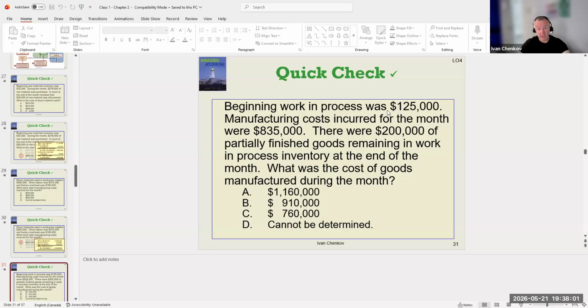Now we have beginning balance, which is 125. And at the end of the period, the finished goods remaining in the work in process account is $200,000. Now, how much is the cost of the goods manufactured during the month?